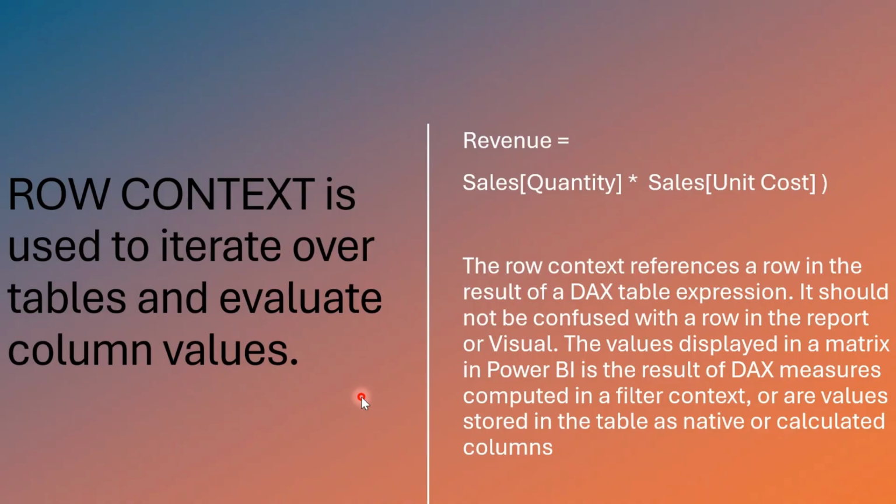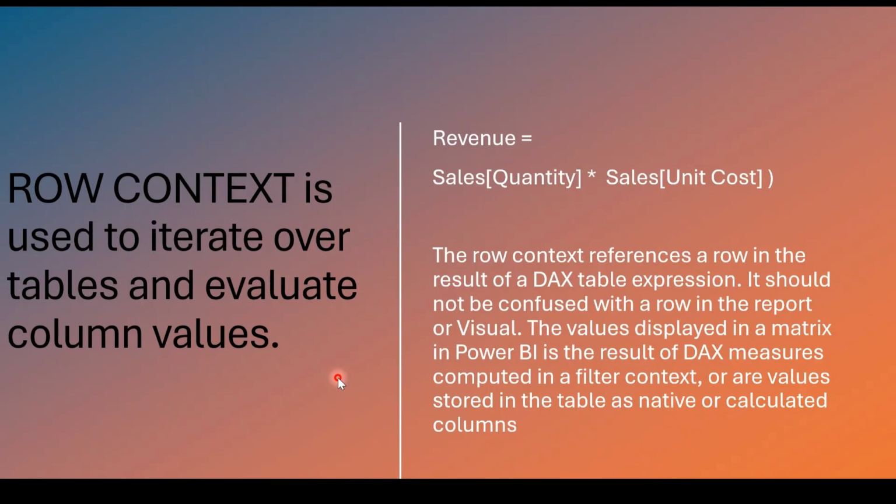Whenever we write any calculated column, row context is available by default. The calculation happens based on the referenced column, and it calculates row by row, for the current row. For a better explanation, I will show you using one example.